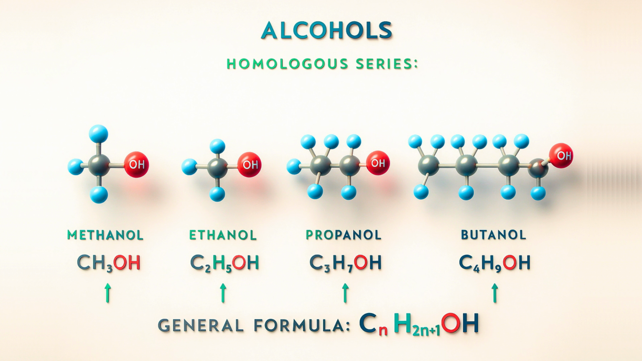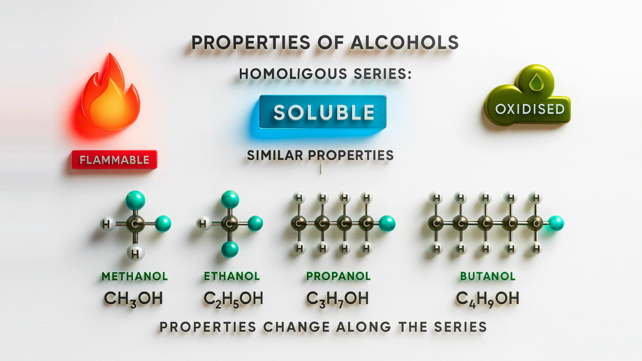Next, let's take a look at the properties of alcohols. Like all members of a homologous series, the properties of alcohols change slightly as we go further along the chain. However, for the first four alcohols, the properties remain fairly consistent. These alcohols are flammable, meaning they can burn in the presence of oxygen. They are also soluble in water, and they can be oxidized to form other organic compounds such as carboxylic acids.